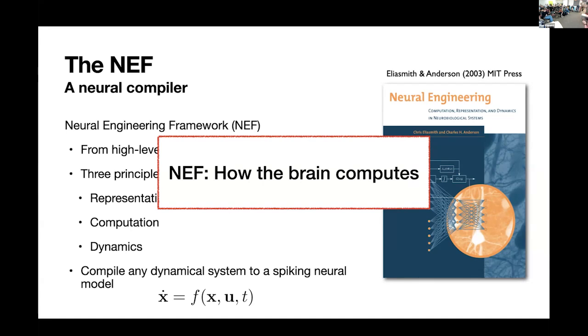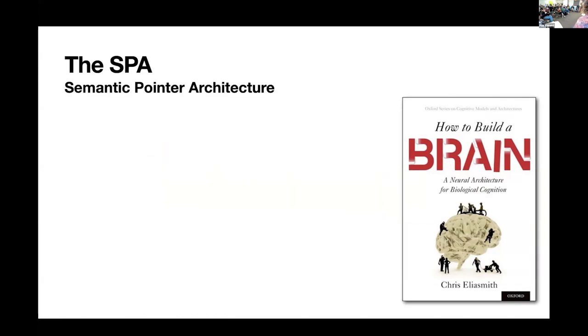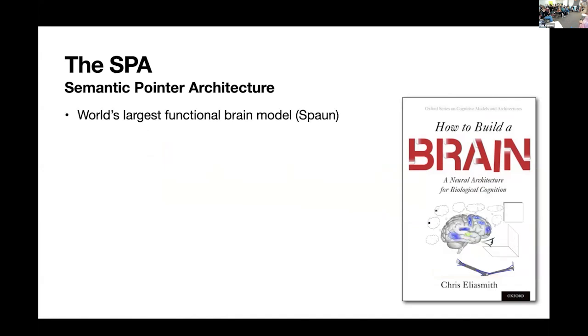So the thing that you have to bring to this, of course, is the high-level function. It doesn't answer the question of what the brain computes, right? And so that was the purpose of this second book, How to Build a Brain, in which I am very clear that we have not built a brain and we're not done. It's just a suggestion about how one might go about this. This is where we introduced the early work on the semantic pointer architecture. And chapter 7 of this book essentially is the world's largest functional brain model, as we like to call it.